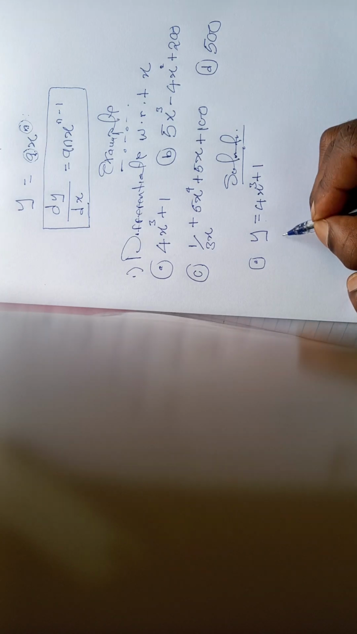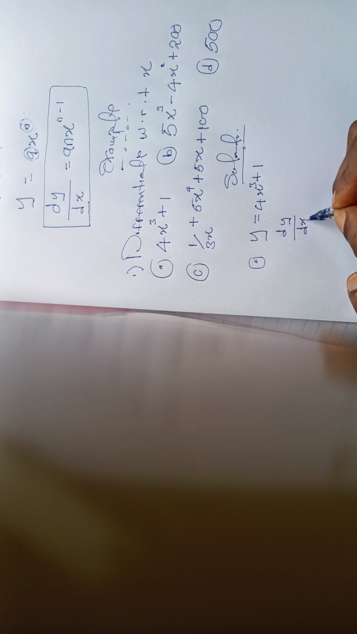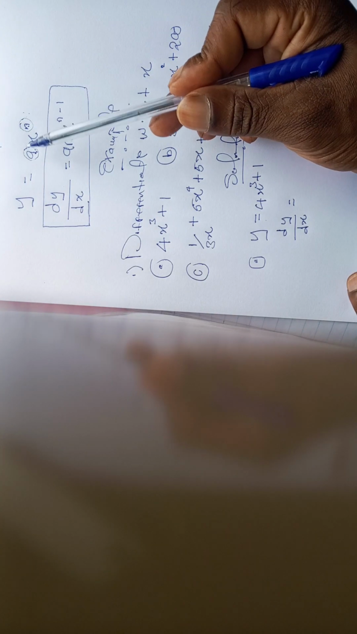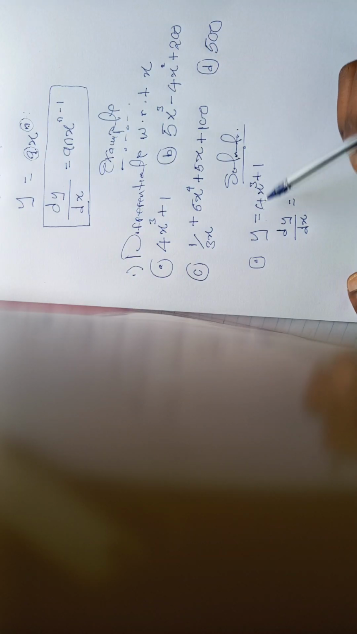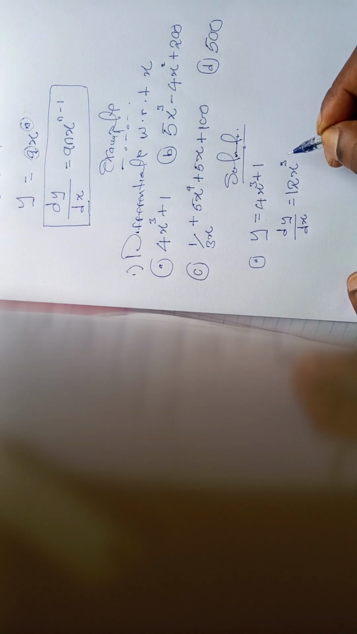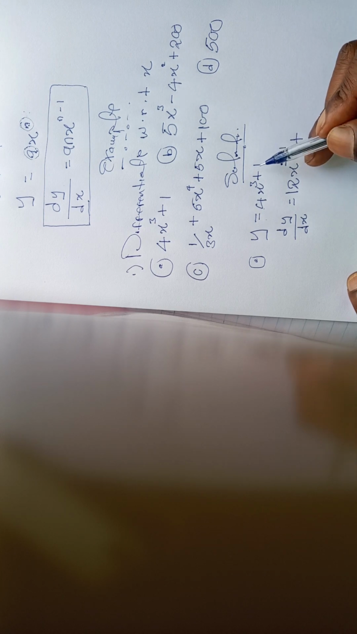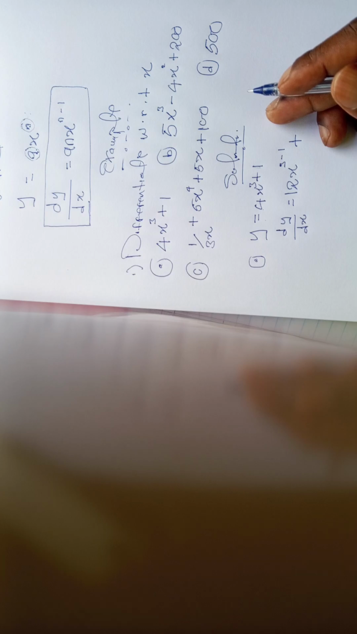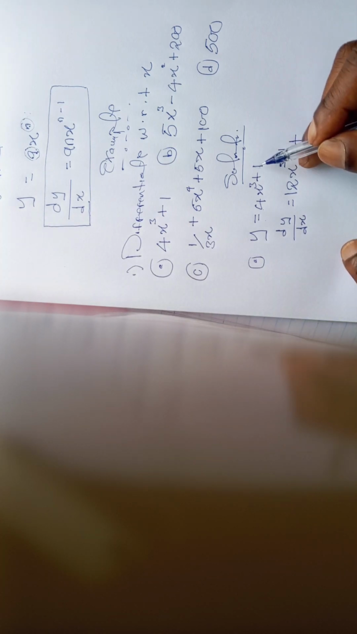you say dy over dx is equal to, now remember where you used to say n times a, meaning 3 times 4. What is 3 times 4? It is 12. Then x to the power 3, we reduce by 1 when differentiating, so minus 1. Then plus, now remember we have 1 here. Take note, the derivative of any constant number is what? It is 0. So since we have a constant number 1 here, we put 0.